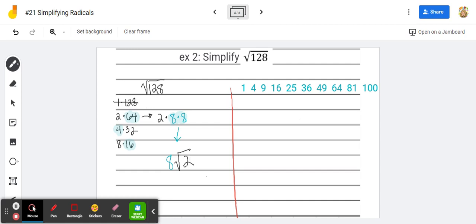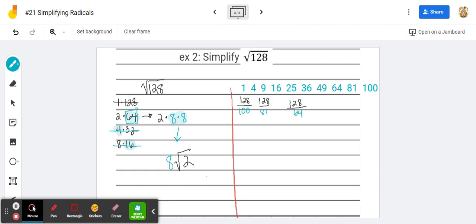Now, why we don't use the 4 and the 32, guys, is because it's not the most simplified. You want the biggest number that is a square. That means we don't want to use 4 and we don't want to use 16. It's not big enough. You want the biggest guy that goes into it. All right, so same idea with your square.